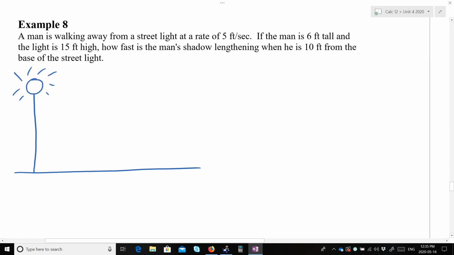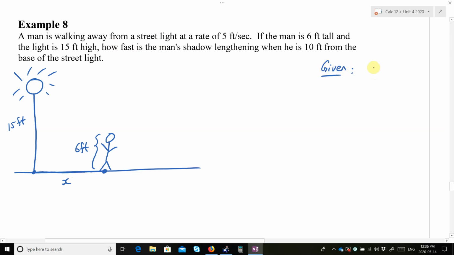There's the street light, 15 feet high. We have the man. He is 6 feet tall. The man is walking away from a street light at a rate of 5 feet per second. So we could do this. Call that x.